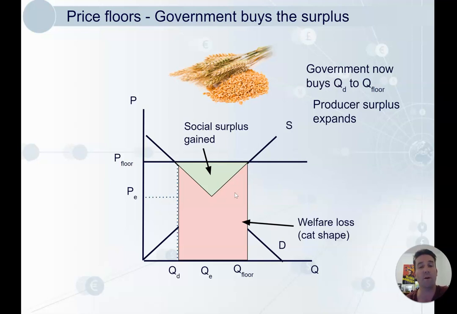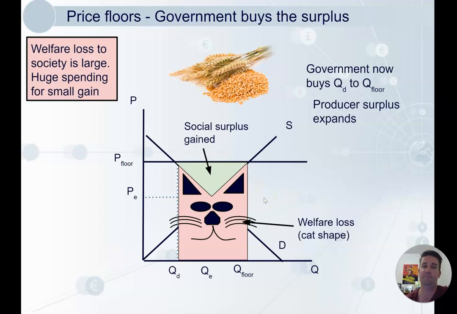Who's better off from it? Producers are only this much better off, but we're spending all this amount of money. To help you remember the cat thing, I drew a little cat. Please don't draw a little cat in your exams. That's not going to be useful. But just in case you couldn't see the cat head shape there, maybe now you can. So the problem is we get huge spending for a small little gain. All right, we'll leave it there. Thank you.